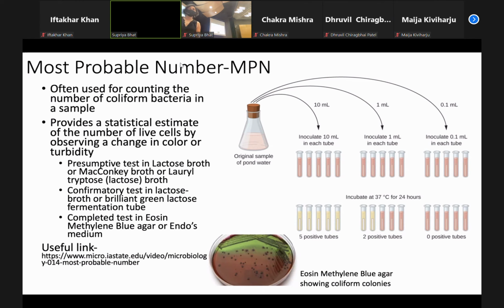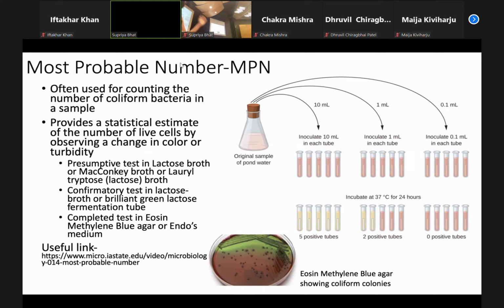The way it works is you have the sample water, and you take 10-fold dilutions, like different amounts. You take 10 mL, 1 mL, and 0.1 mL, for example, and then you inoculate that. There are 3 steps to this: a presumptive test, a confirmatory test, and a completed test. You perform each of those steps using different media. By the end of the completed test, you will know how many coliforms are present and in what number. In the first step, the presumptive test, you take different volumes, 10 mL, 1 mL, and 0.1 mL, and inoculate that in lactose broth or MacConkey broth.